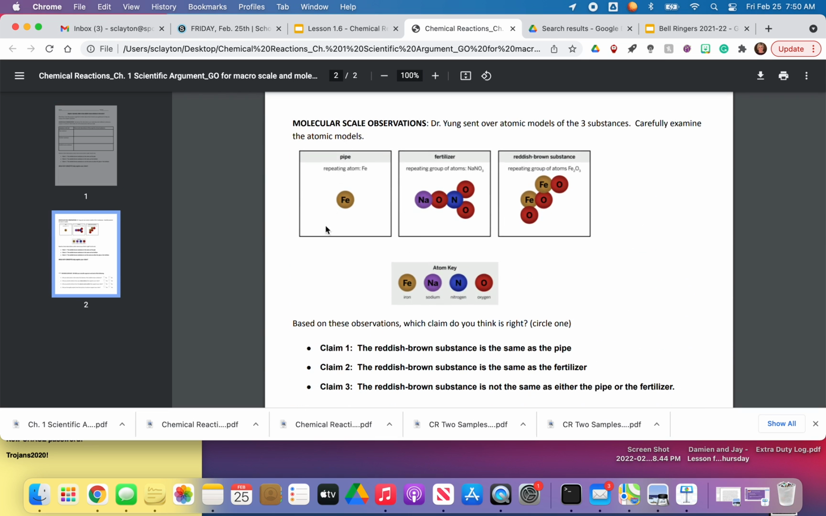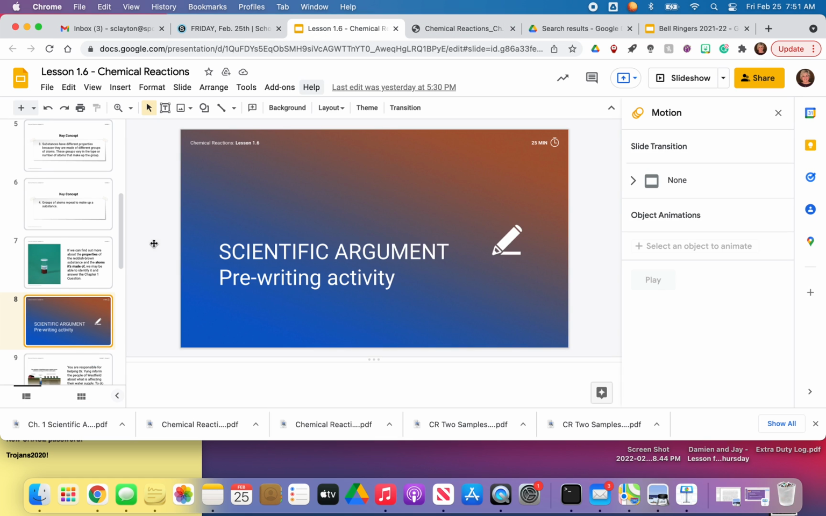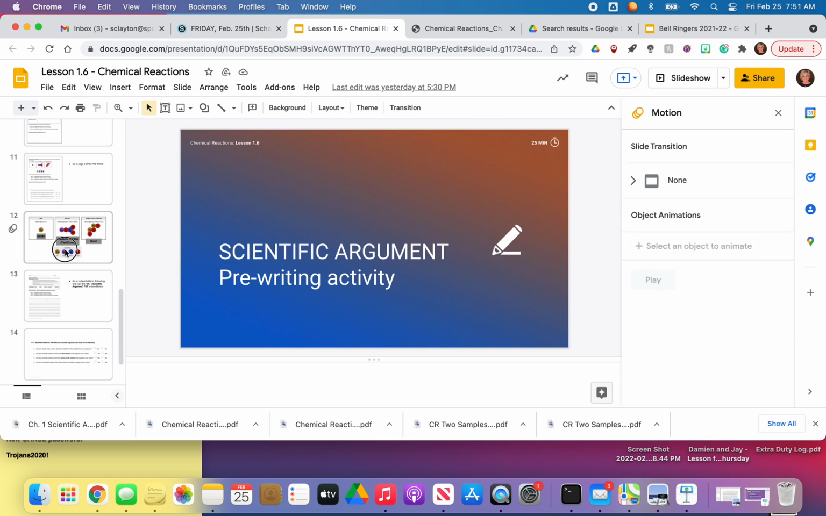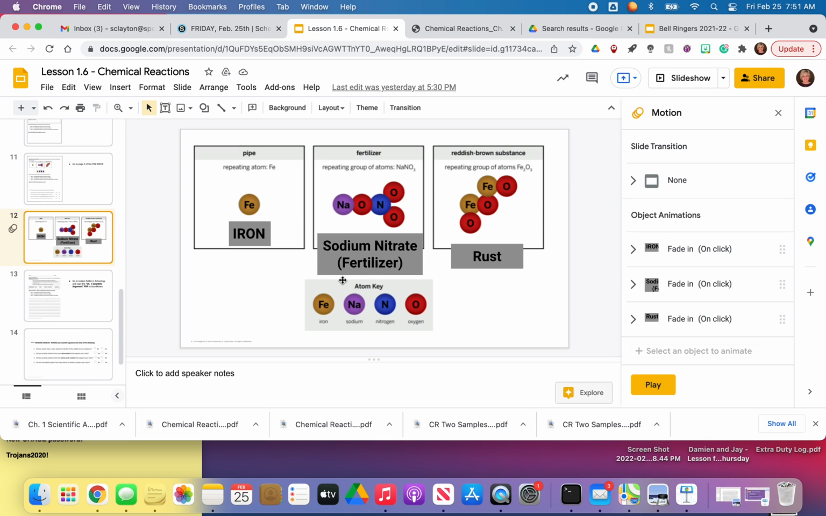But we can confirm that on a molecular scale in that pipe is only made up of this iron atom. It's repeating groups of iron. And then the fertilizer is repeating groups of this. NaNO3 is a type of fertilizer. It's actually called, hang on one second, I've got it right here. It's called sodium nitrate, and this is fertilizer.